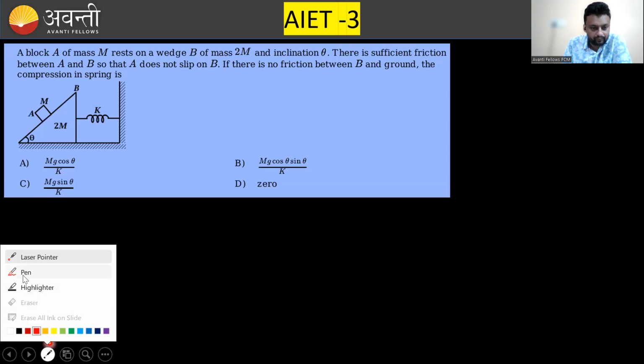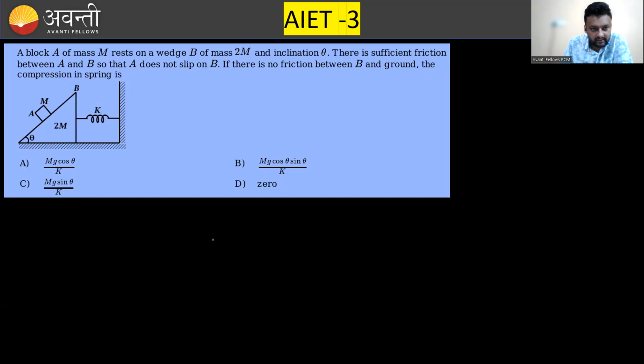Now listen to me very carefully. This small block is at rest. You will say this block is not moving. If I consider A plus B as a system, there is no horizontal force acting. If there is no horizontal force acting, then the whole system will remain in this particular given position. If the system remains in this position, that means there will be no compression and no elongation in the spring. Why is there no compression? Because there is no horizontal force.